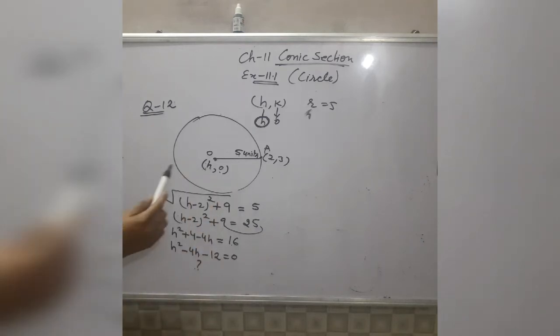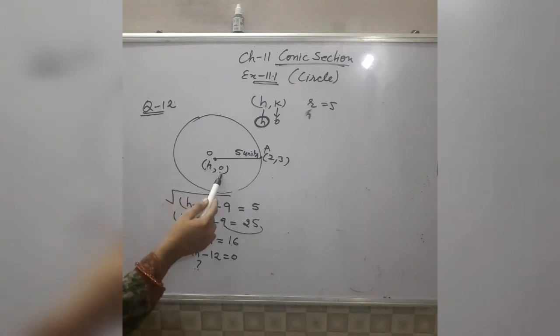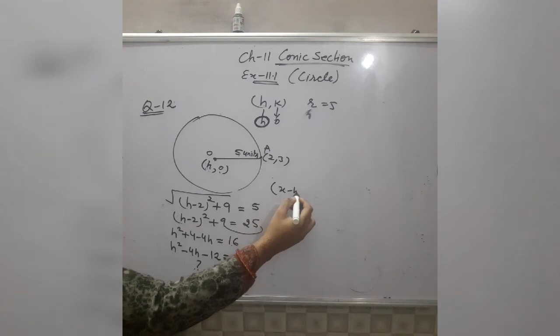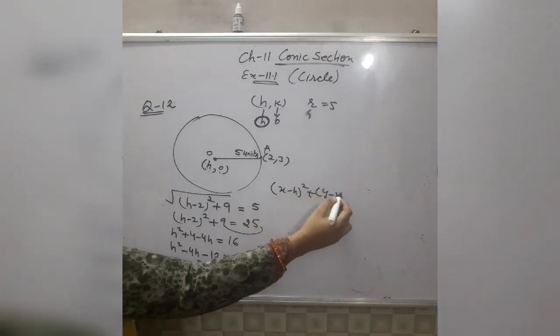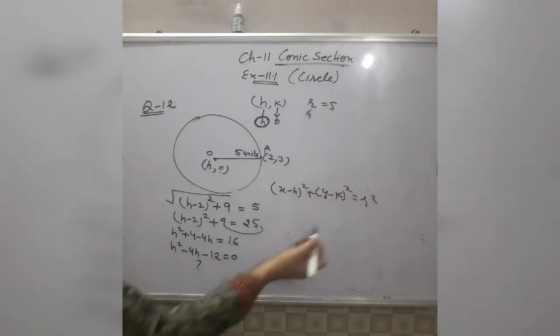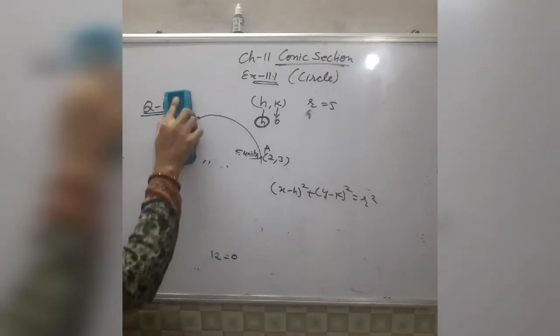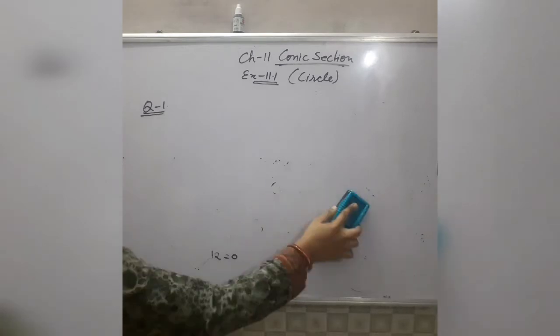So with the help of the value of h, you can find the center, and then the radius is given to you. Then by using this form you can find the equation of a circle. So in this way you can complete this sum. Now see question number 13. Question 13 is also a most important sum.